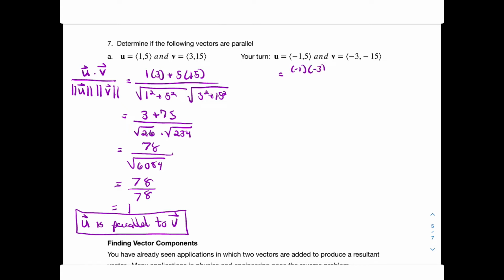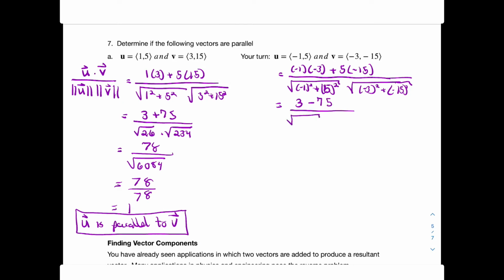Okay, start by using our dot product of vector u and vector v. Divide by the magnitude of vector u, times the magnitude of vector v. And then if I get anything besides 1 or negative 1, they are not parallel. All right, so that denominator is very familiar. We know that's 78 from the last example. So negative 72 over 78 is not positive 1 and it's not negative 1. So therefore, u is not parallel to vector v.